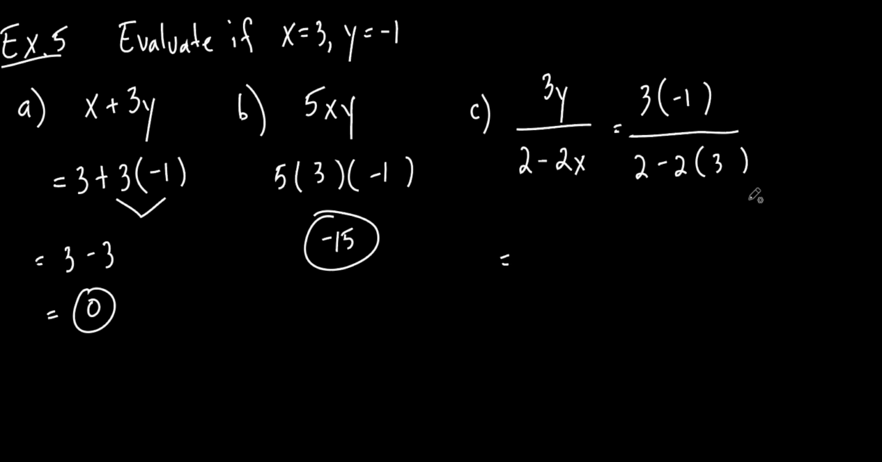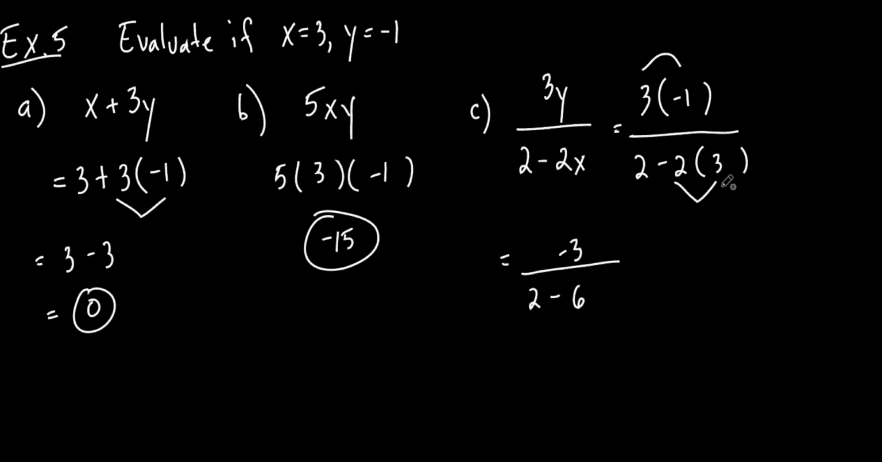Now let's work this thing out. Let's do the top first. I only get to do one thing to the top. What's 3 times -1? -3. Over, this is kind of like that first one. I don't go 2 minus 2, do I? I've got to multiply them together first before I do any subtraction. So I'm just going to put that first 2 right there. Then I'm going to put a minus, and 2 times 3 is 6.